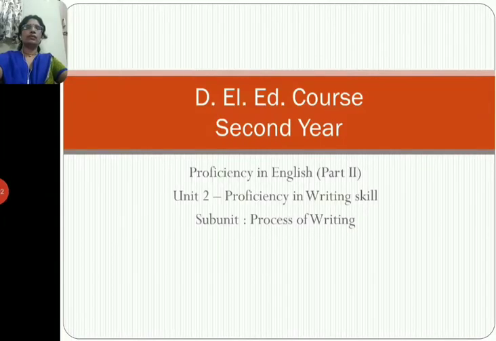Hello friends, today we will see the Proficiency in English Part 2 S4 Unit number 2 Proficiency in Writing Skill. The topic is process of writing.